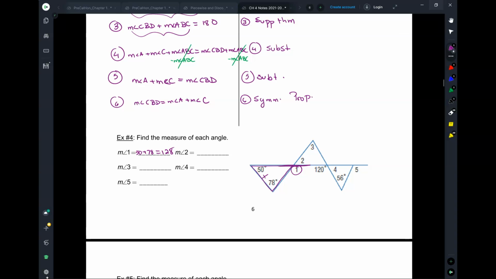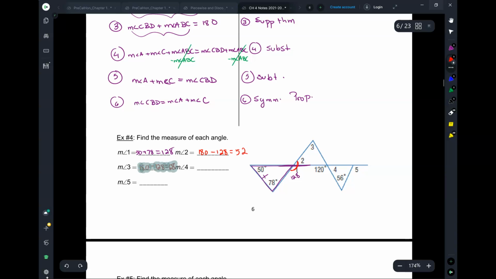Okay. Measure of angle 2, right? How much is measure of angle 2? Together, this is a linear pair. So that's 180 minus 128, 52. I'm sorry, I first said 68, but that was measure of angle 3's answer. Here, up here, 180 minus 128, 52.